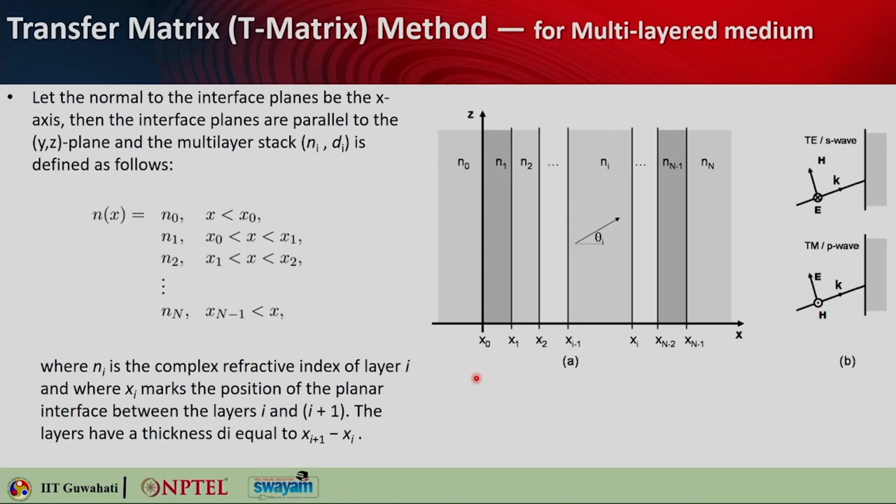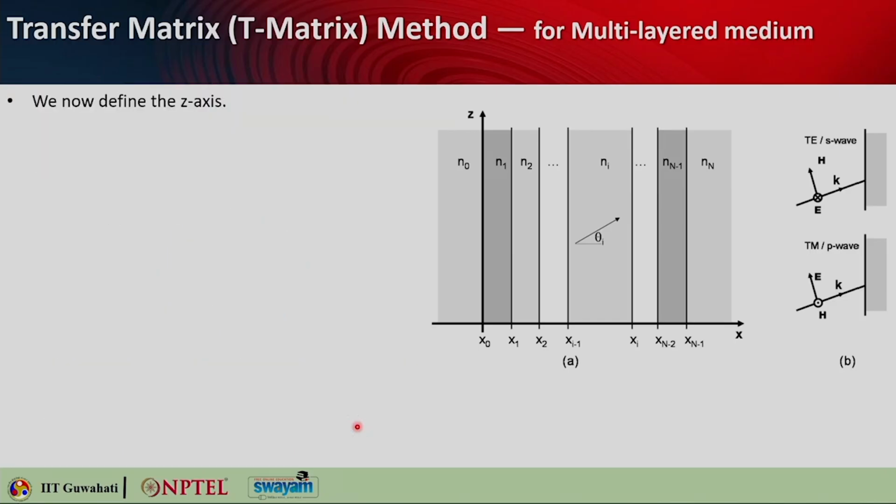We can also define the thickness of each of these layers. You can call this thickness a parameter d, so d_i is x_(i+1) minus x_i. That is a general formula that tells you the thickness of each of these layers, and you can refer to each of these interfaces in a general form using i and i plus 1. One interface is formed between i and i plus 1. That way you can generalize them.